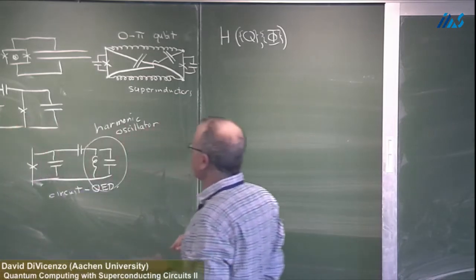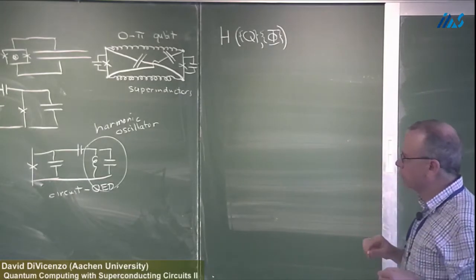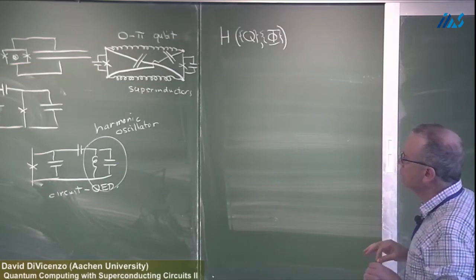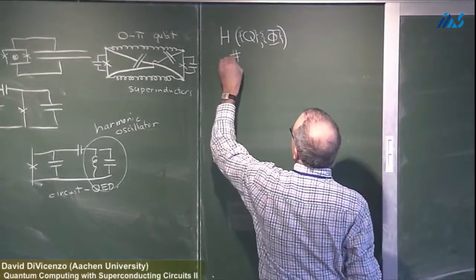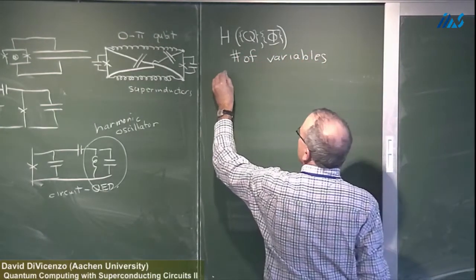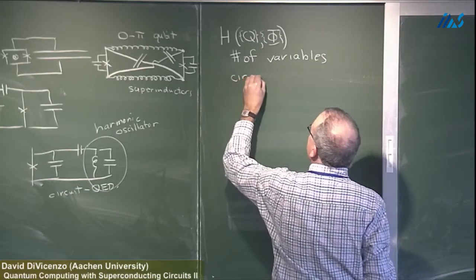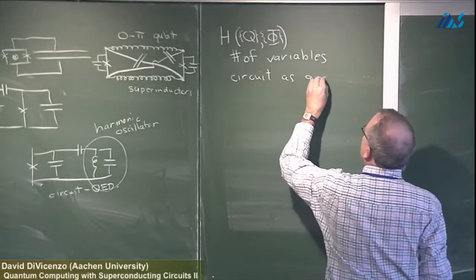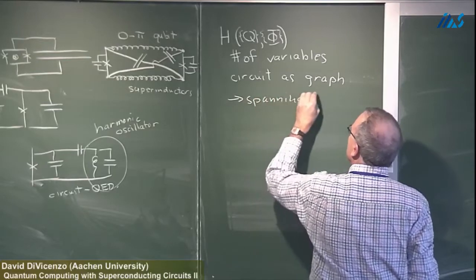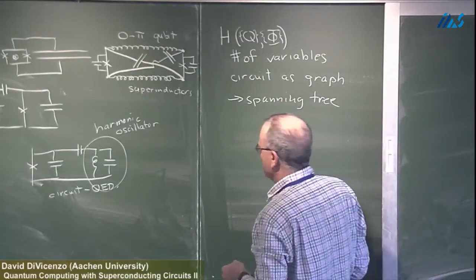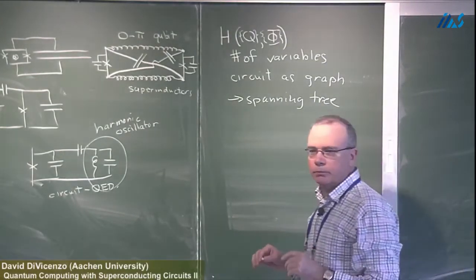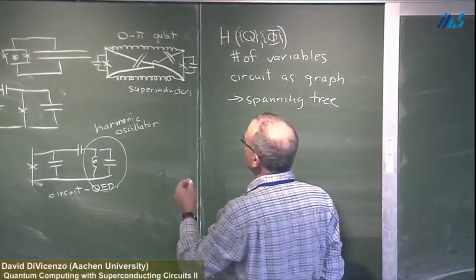And so in fact, the rule is that you have to do a little bit of graph theory, or at least that's an important piece of the story, that you need to find the number of variables. You need to treat the circuit as a graph and identify a spanning tree. In other words, a subgraph that contains all the nodes of the graph and has no loops, and is maximal in that sense. If you added any more branches, you would get a loop.